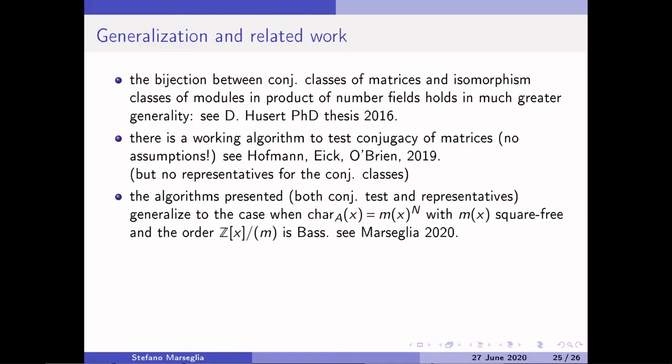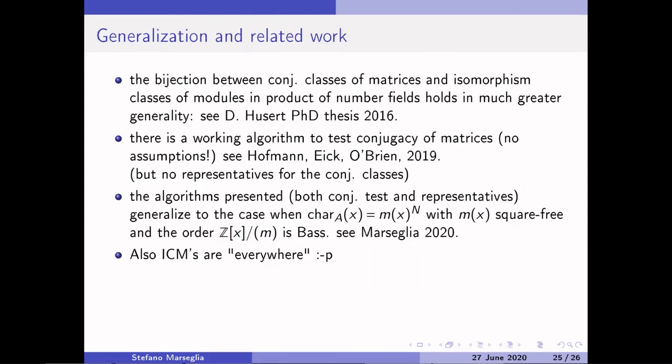Right. So the algorithm that I presented today, both the conjugacy testing and the representatives, generalizes with very small steps to the case when the characteristic polynomial of the matrix is a pure power, so a power of a square-free polynomial with integer coefficients. In addition, we need that the order generated by this polynomial, which will be the minimal polynomial, is a Bass order. This works because every module of a Bass order is a direct sum of fractional ideals. So in this case, you can reduce it to what I said today, to testing of isomorphisms of ideals.